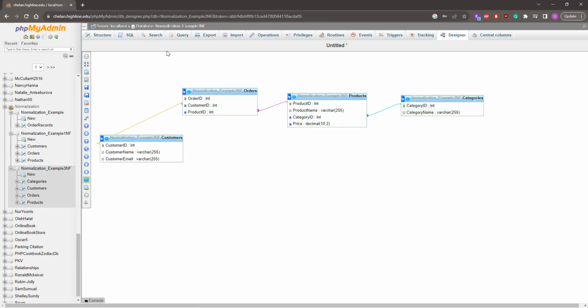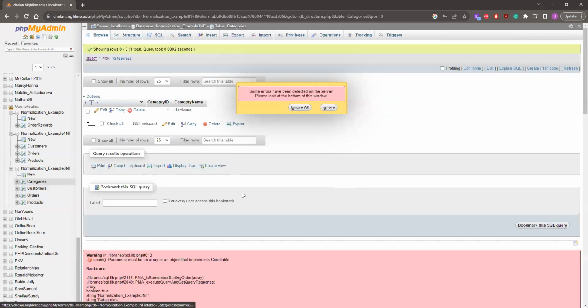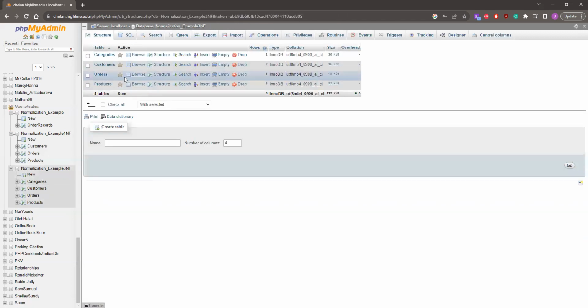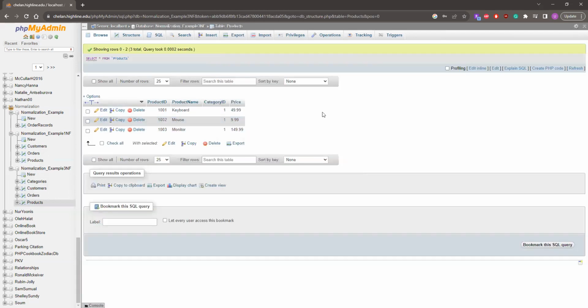I just want to show you the categories table before we end this. If you browse the categories table, this is just category 1 and the name of the category. So if you had multiple categories, you just put them here and you take that ID and mention it in the products table. Let's say you have a software category, that would be 2, and if you had more data, you just add that here.